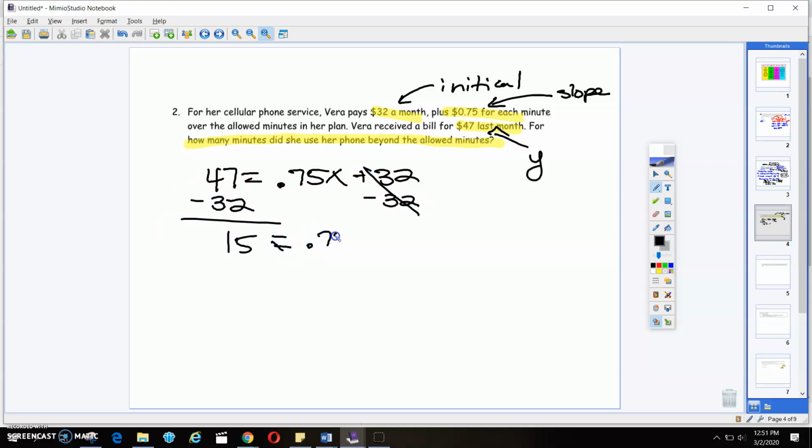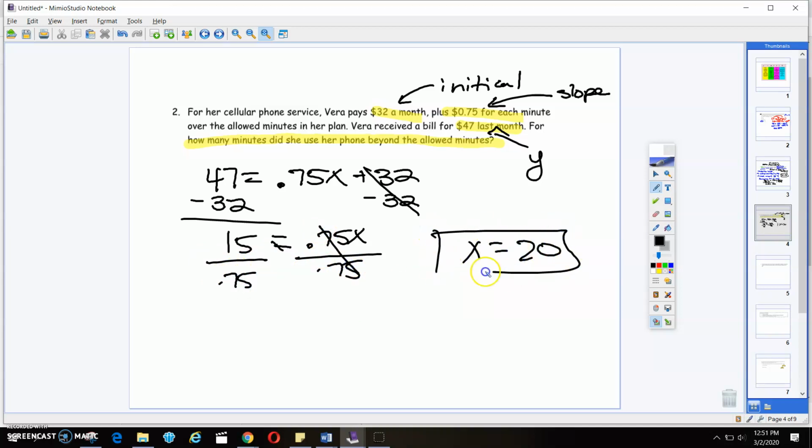15 equals 0.75x. We're going to divide by 0.75 on both sides. 20, so she said 20, I'll go with 20. Okay. So x is going to equal 20.